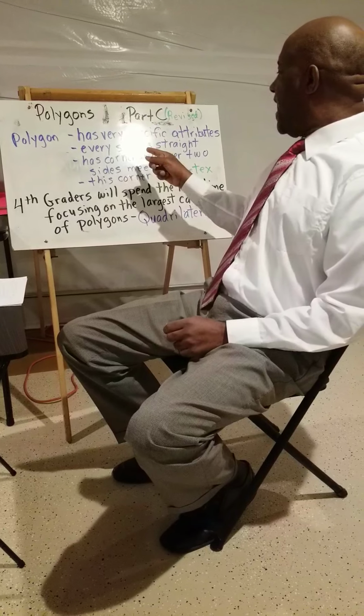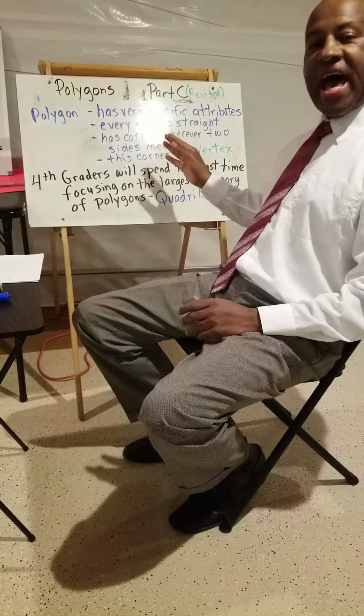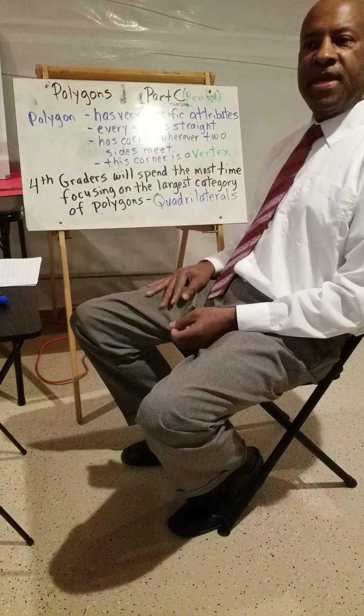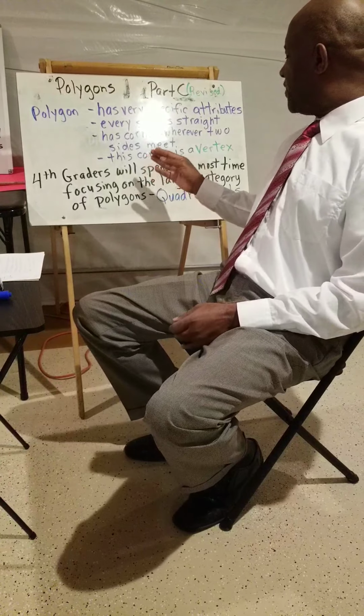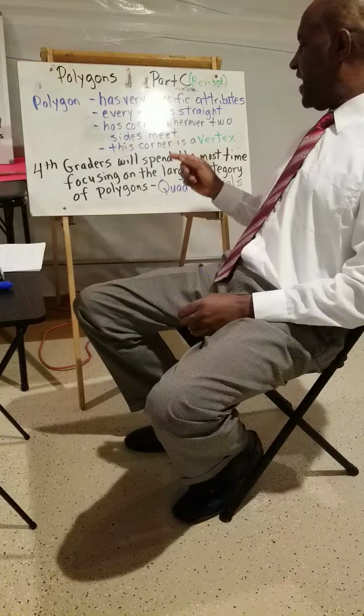Every polygon has very specific attributes or characteristics. Every side is straight. It has corners wherever two sides meet. And this corner where the two sides meet, as a review, is called the vertex.